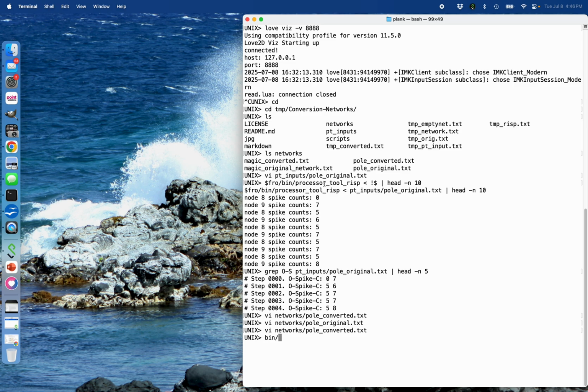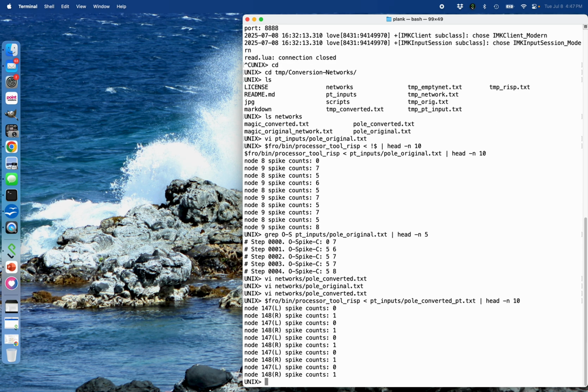So here, let's run the processor tool. And now we're going to run it on this new converted one, and let's pipe that to head -n. Okay, so what we see is that these correspond to these, but instead of comparing, now you've got a 1 when this one was greater than, or 1 if this one is greater than or equal to. Okay.